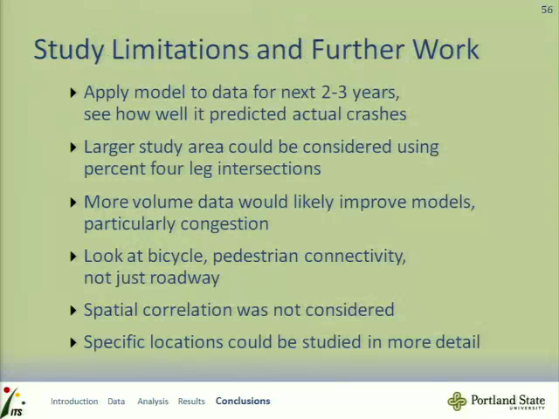Some ideas for further work would be to apply the model to data predictions for the next few years and see how well it actually predicted the crashes that have happened since then. Being able to use something like the percent four-leg intersections rather than having to manually assign a street layout could allow you to do a study over a larger area. It'd be nice if there were more volume data. Always nice to have more data. Particularly something we felt was definitely a good indicator of congestion, because it seems like that's a factor that could be affecting things that we're only estimating at this point.